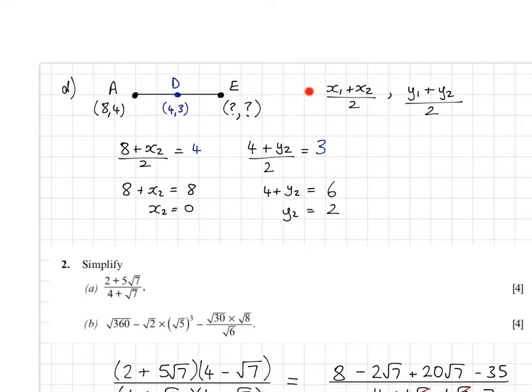and to do the midpoint I must add the x values together and divide by 2 to find the middle of it, and I must add the y coordinates together and divide by 2, and that's what I'm saying there. So I know when I do 8, add the E coordinate, which I'm just going to leave as x2, and I divide it by 2, I get D's coordinate 4.